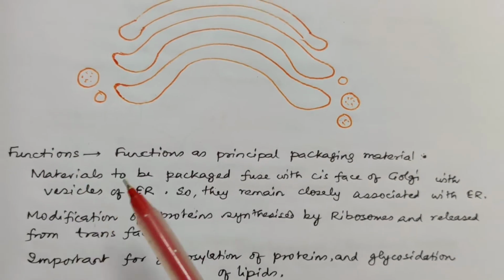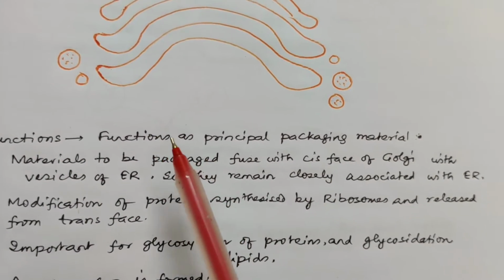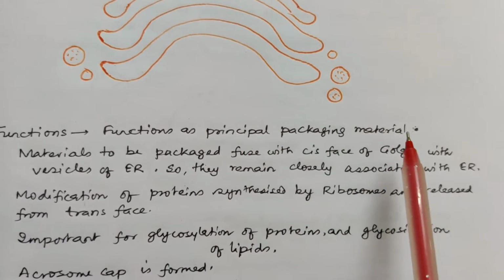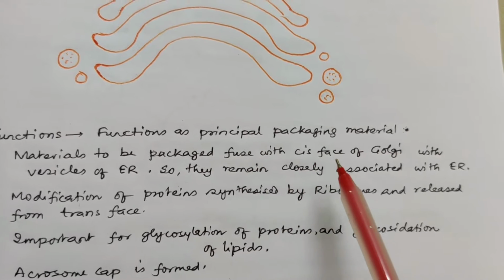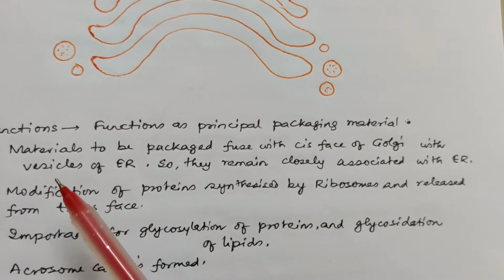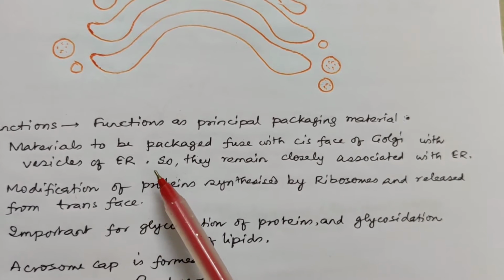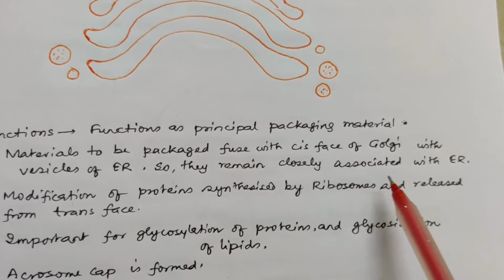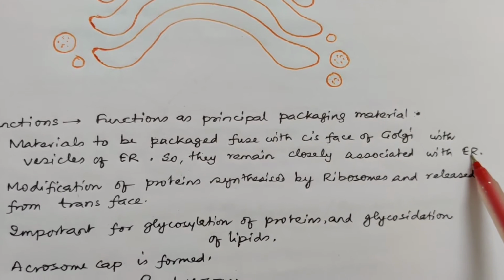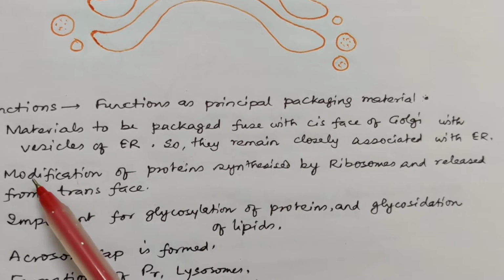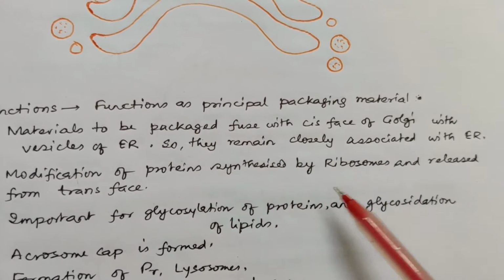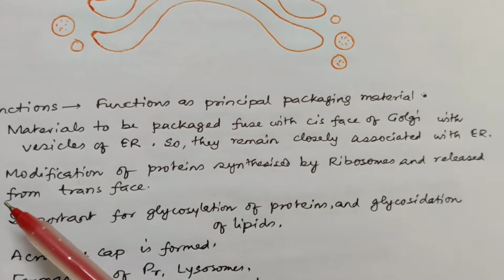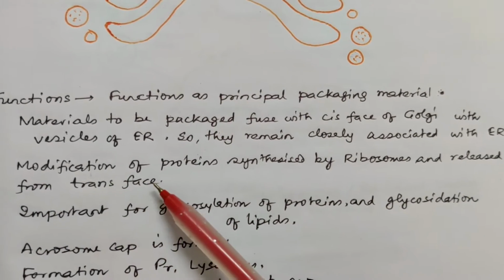Now, the functions of the Golgi complex. It functions as the principal packaging material. The materials to be packaged fuse with the cis face of Golgi with the vesicles of endoplasmic reticulum. So they remain closely associated with endoplasmic reticulum. Modification of proteins synthesized by ribosome is its chief function and that is released from the trans phase of Golgi.